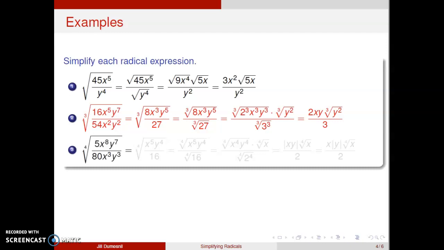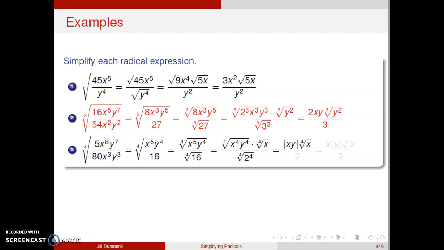Simplification of a fourth root of a quotient is similar. First, the radicand can be simplified. We cancel 5x cubed y cubed from both the numerator and the denominator. Next, we apply the fourth root to both the numerator and denominator. We can simplify the numerator using the product rule and factoring out fourth powers of each factor. Notice that 16 is 2 to the 4th, so the denominator simplifies.